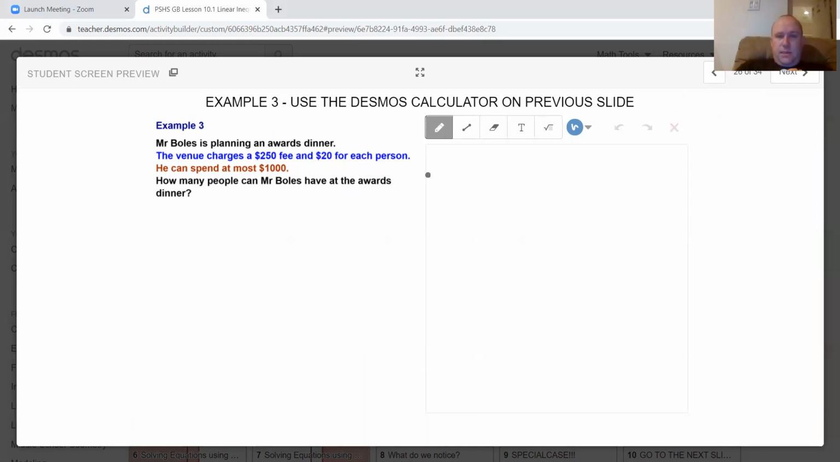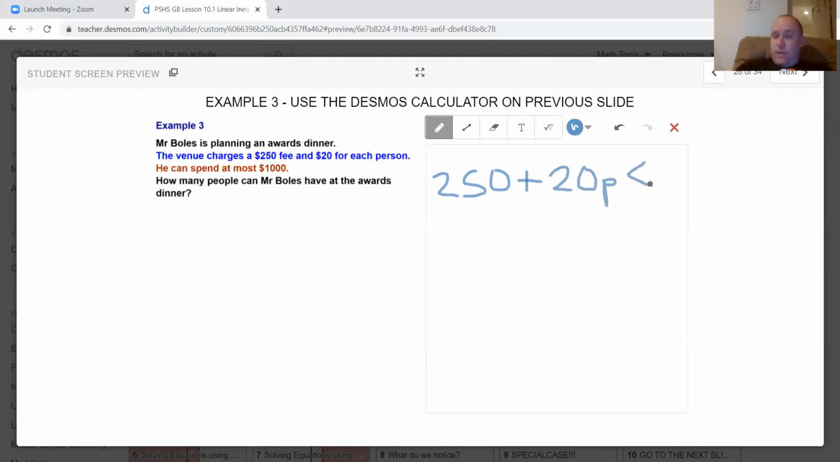So the fixed thing is $250. So very similar to the previous questions here, because we're only looking with one variable right now. $20 for each person. So that's my variable. That each one is kind of the clue. I'm going to use P for people for this one. He can spend at most $1,000.